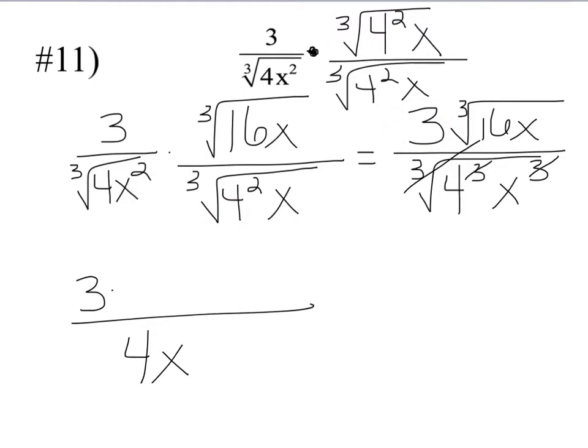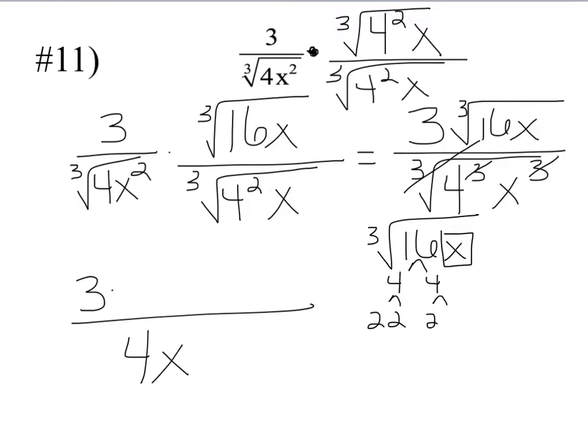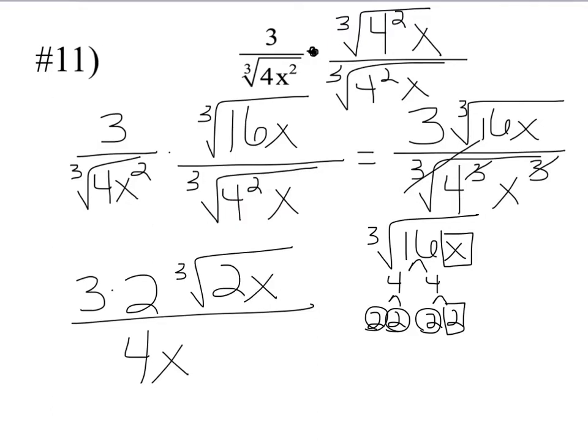All right, let's break down the cube root of 16x. We know that x is going to be part of our radical because there's only one of them and I need 3 in order to be able to pull it out front. But 16 can be broken down into 4 and 4 and 2 and 2 and 2 and 2. So 1, 2, 3. So a 2 can come out front, cube root, and I've got 2x left inside.